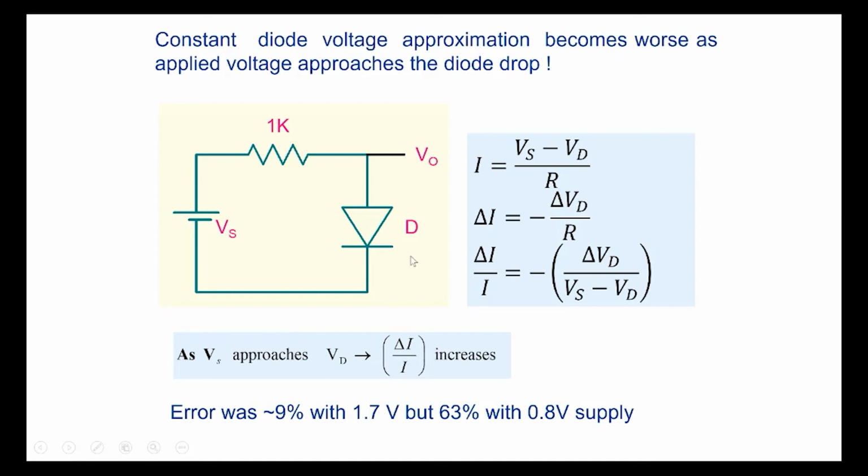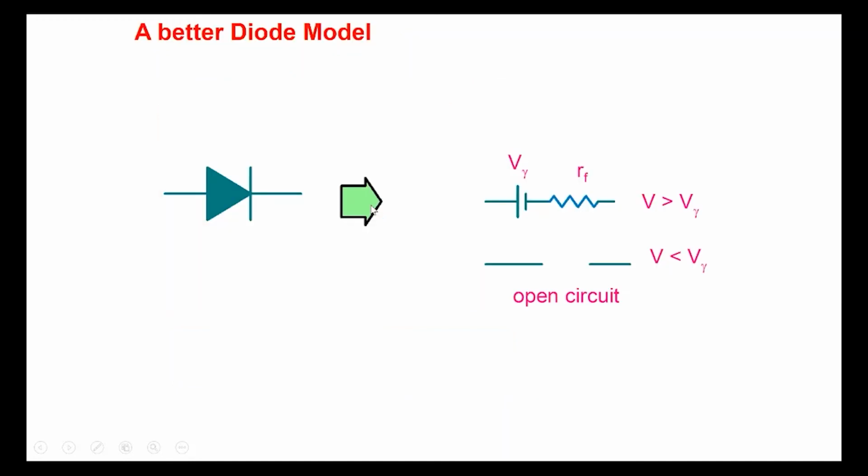So for example, if I take this particular circuit and look at it with a 1.7 volt battery, then the error in the current is 9%. But if I apply a 0.8 volt battery, then the error is 63%. So when you have low voltages in the circuit, comparable to diode voltages, you should be careful in substituting a constant diode model. In that case, you may want to go back and use a more accurate model, or a different approximation for the diode voltage instead of 0.7.